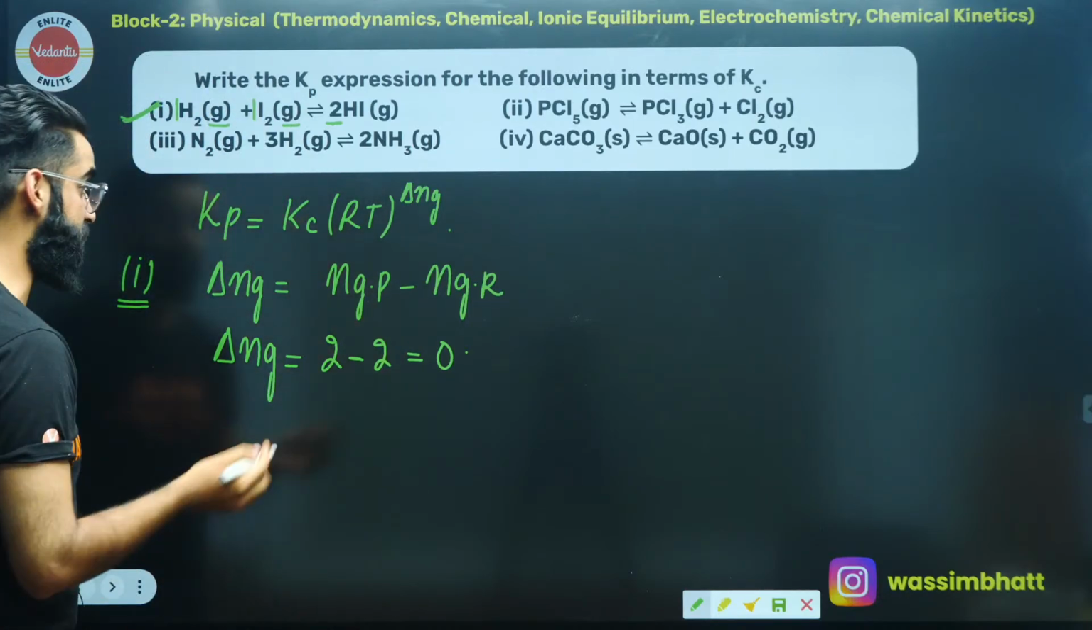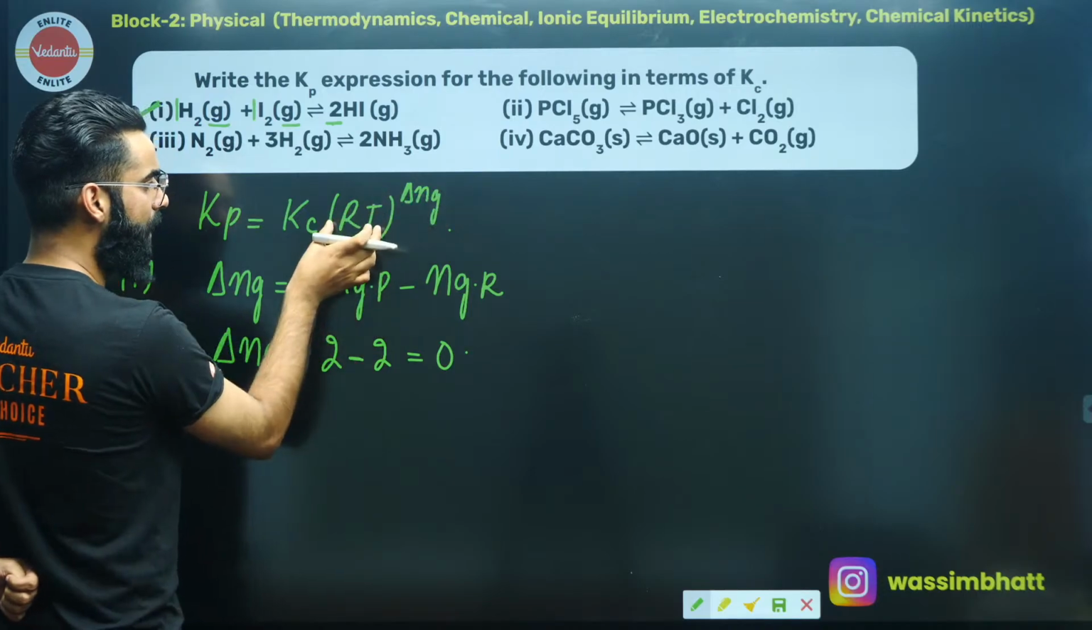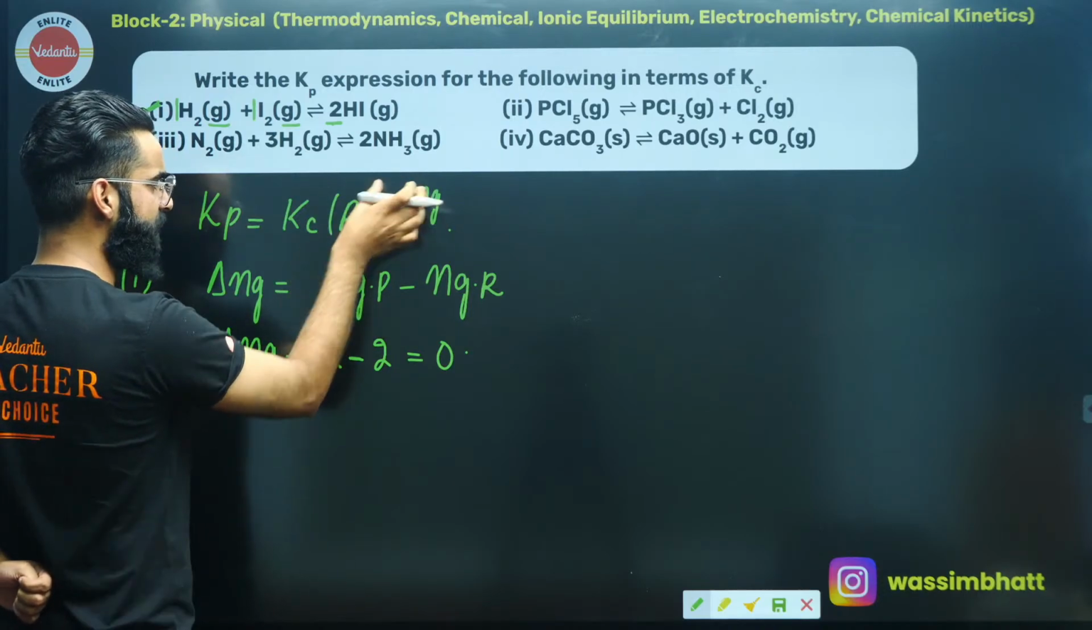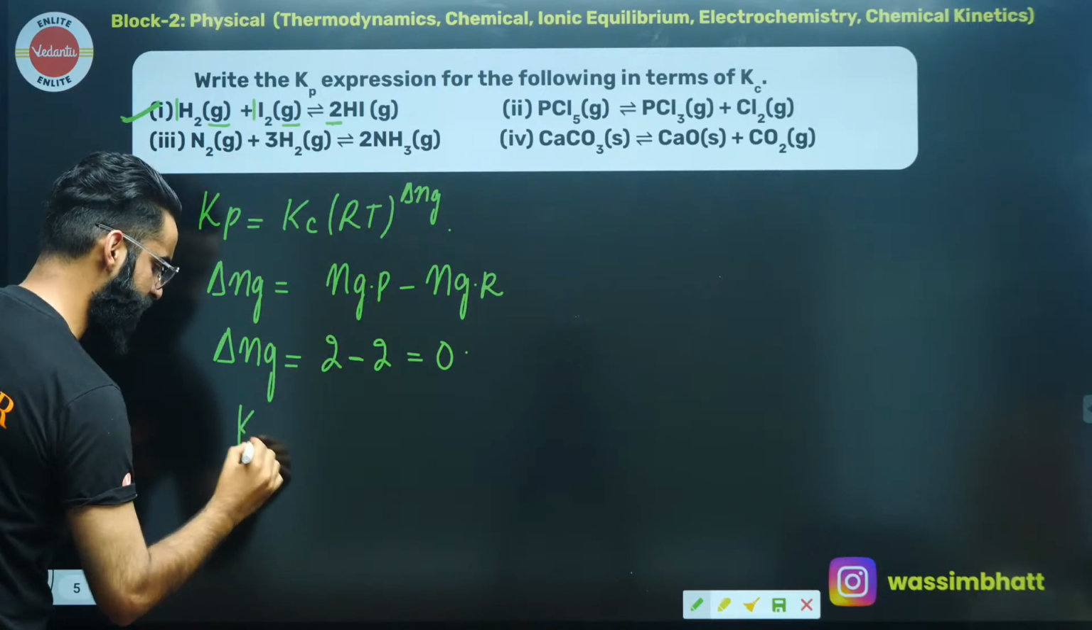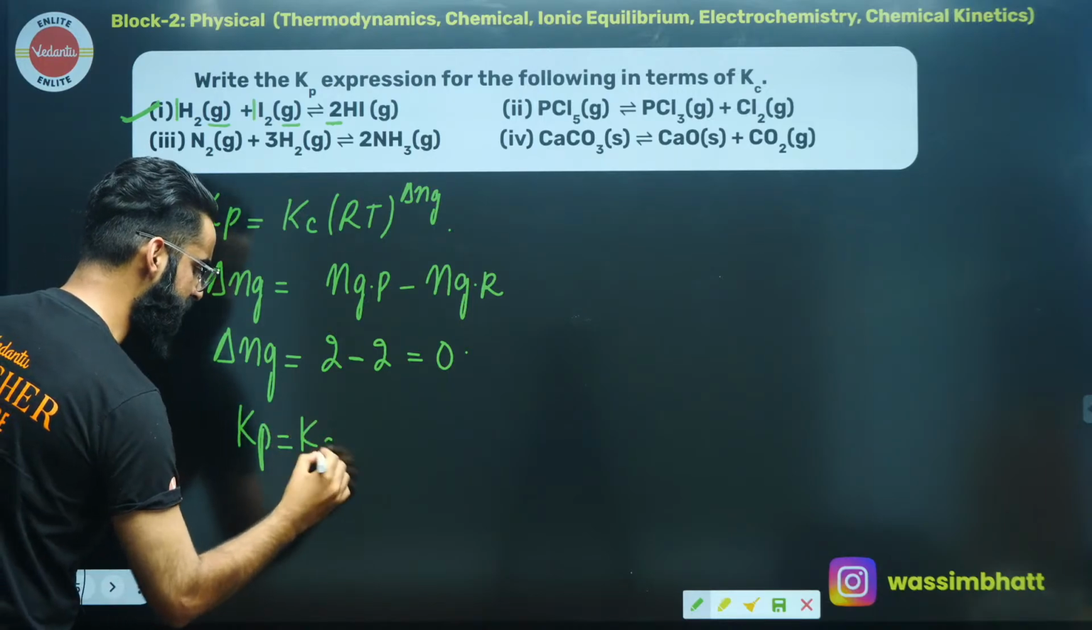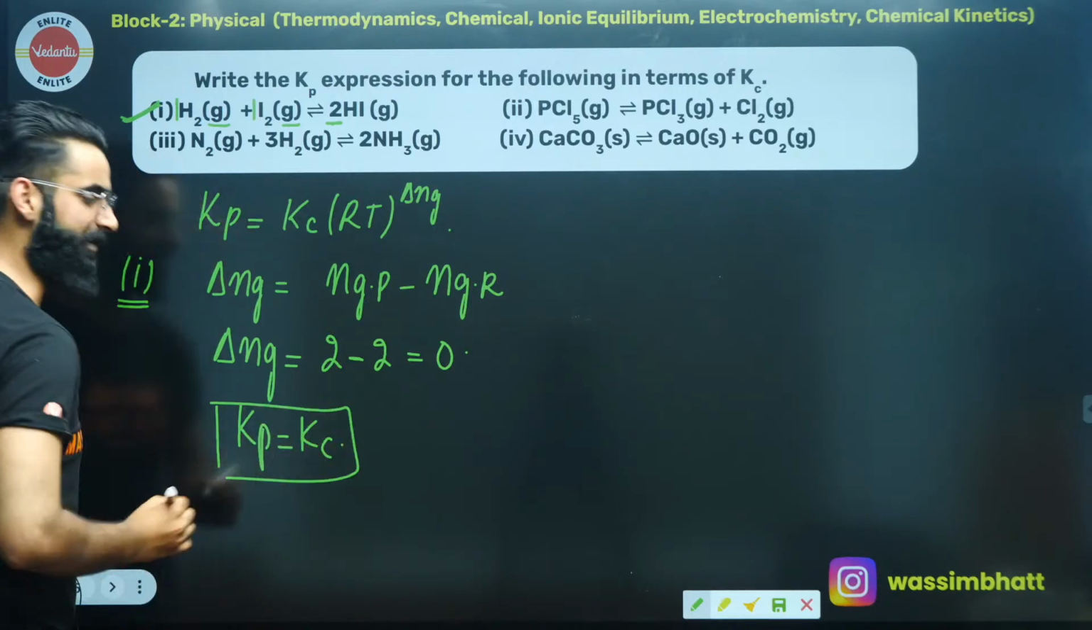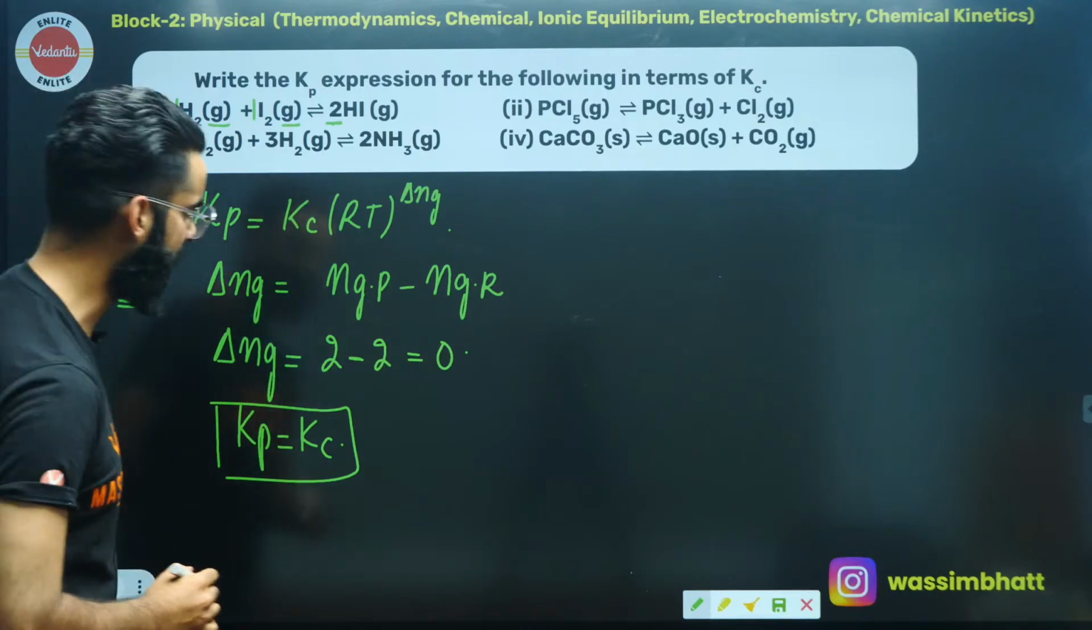If delta Ng is equal to 0, this becomes RT raised to the power 0, and anything raised to the power 0 is 1. So for the first reaction, Kp is equal to Kc. So this is the relation between Kp and Kc for the first reaction, right?